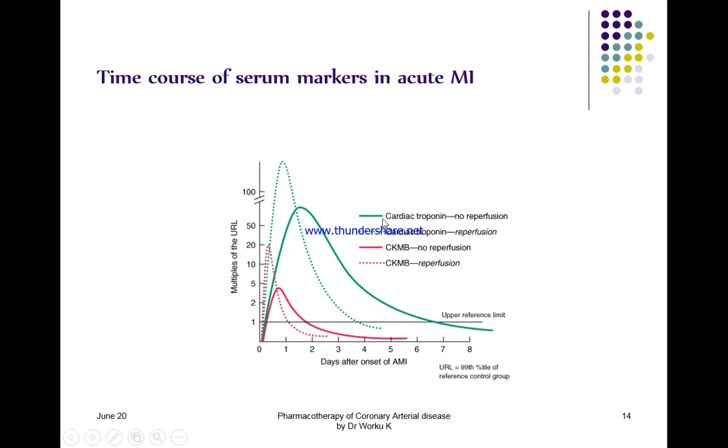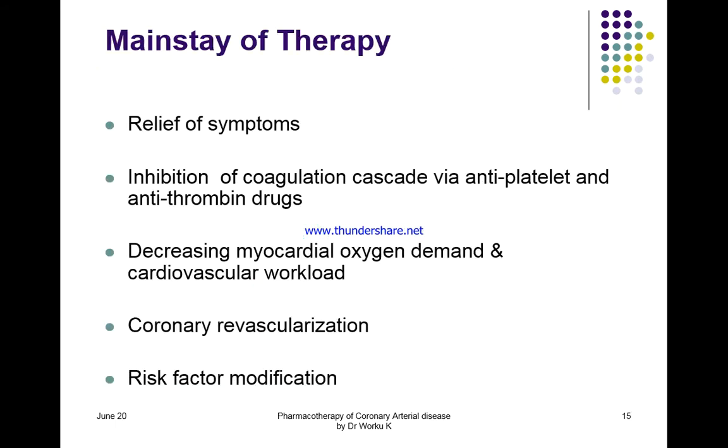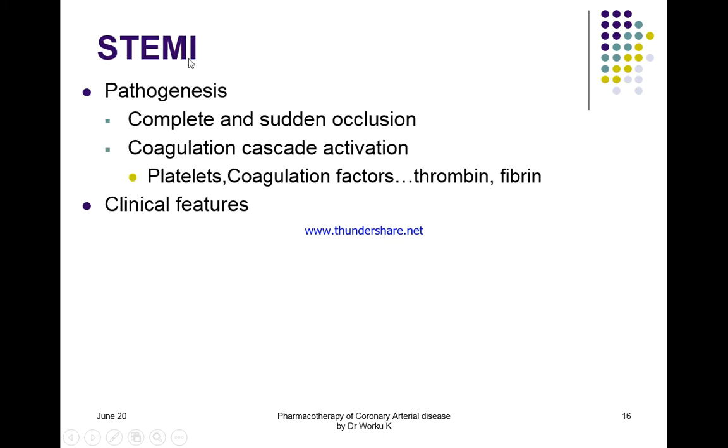You need to know that these cardiac biomarkers are not usually released by normal cardiac muscle. They are indicators of cardiac injury. The mainstay of therapy in unstable angina and non-ST elevation myocardial infarction is relief of symptoms such as chest pain, inhibition of the coagulation cascade using antiplatelet and antithrombin drugs, decreasing myocardial oxygen demand and cardiovascular workload, coronary revascularization, which is the mainstay of management, and risk factor modification.